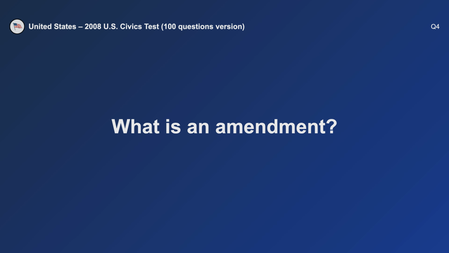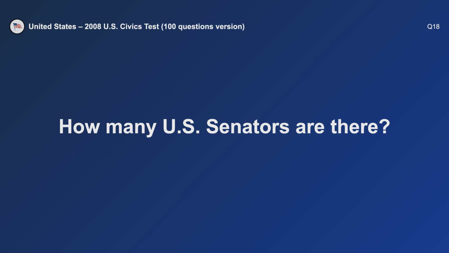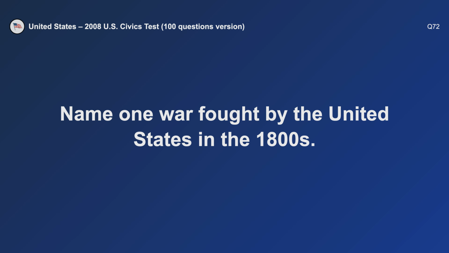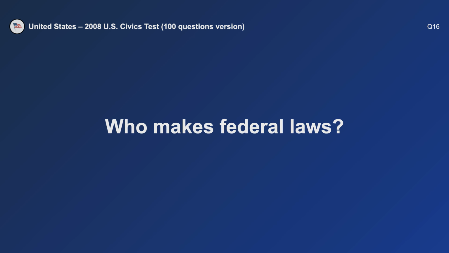What is an amendment? A change to the Constitution. How many U.S. senators are there? 100. Name one war fought by the United States in the 1800s. Civil War. Who makes federal laws?